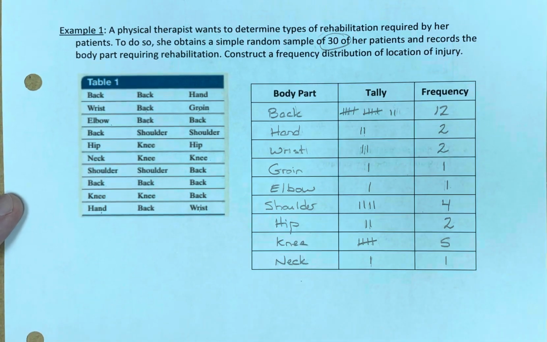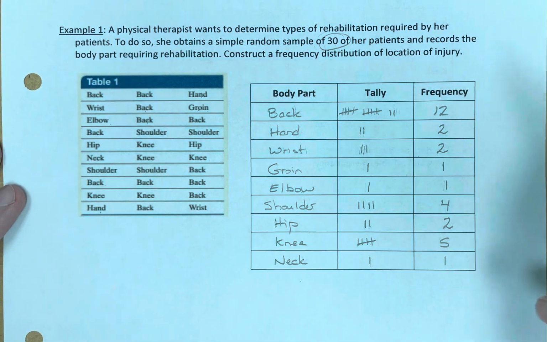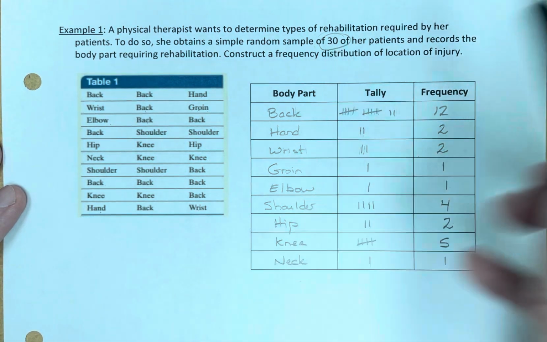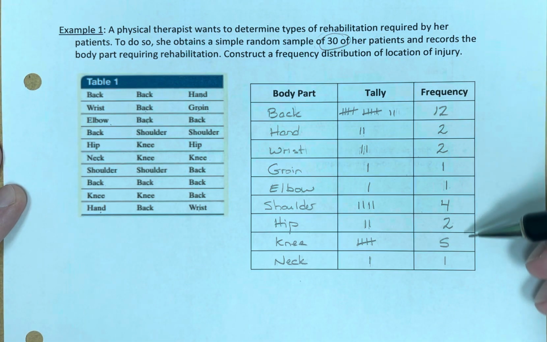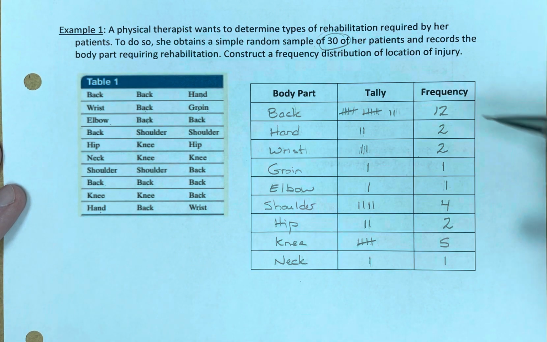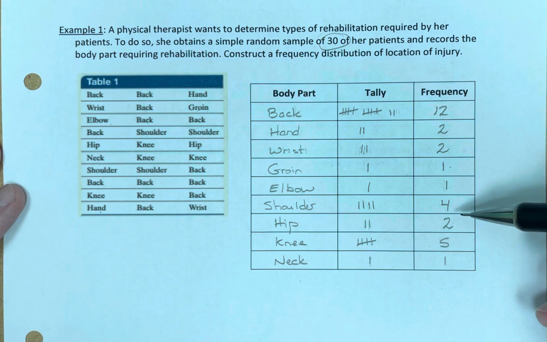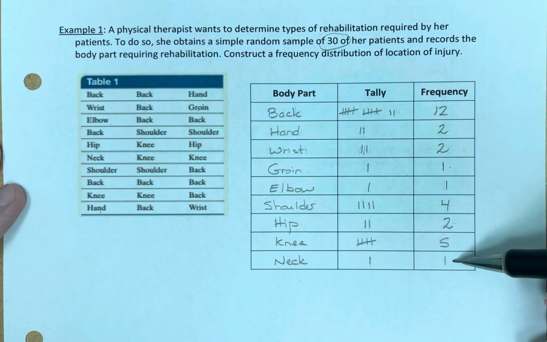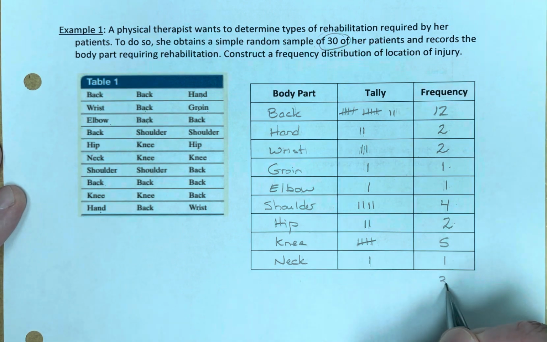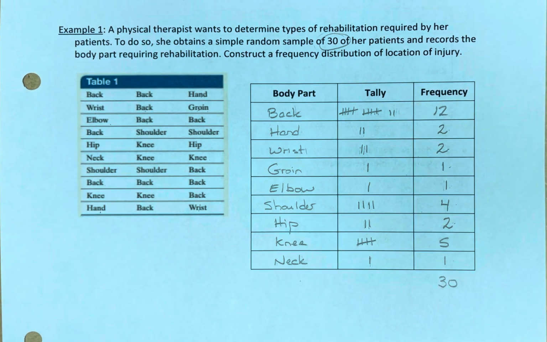Okay, now we want to make sure we have everybody. So I've circled random sample of 30. We need to add up these numbers to make sure we have all 30. This is a good check for ourselves. 12, 14, 16, 17, 18, 22, 23, 24, 25, 30. Got them all. There you go. So there is a frequency table or a frequency distribution.